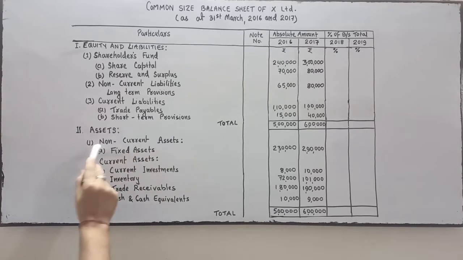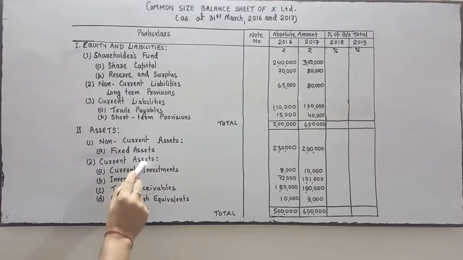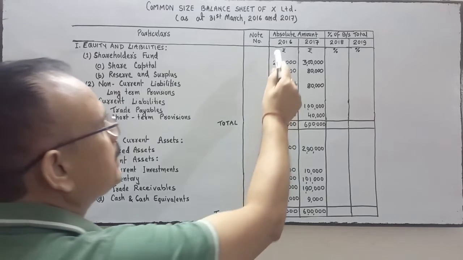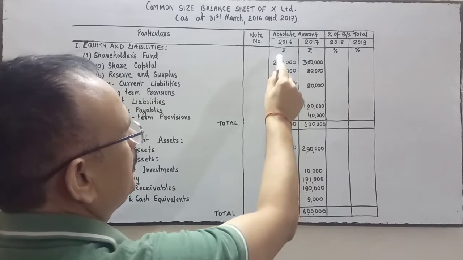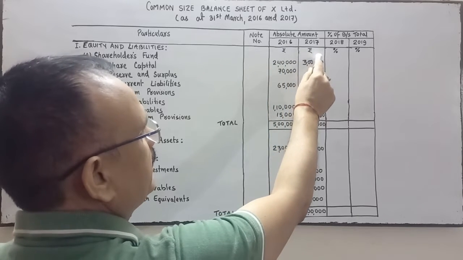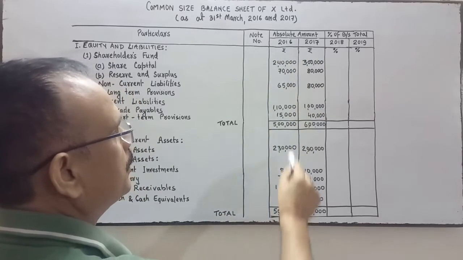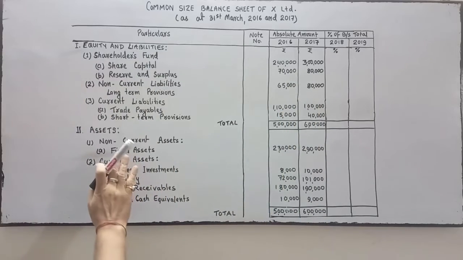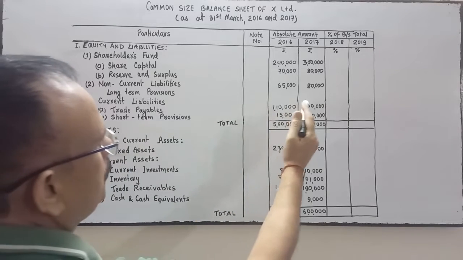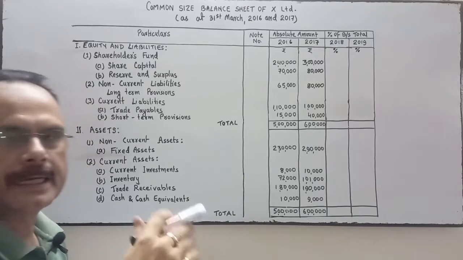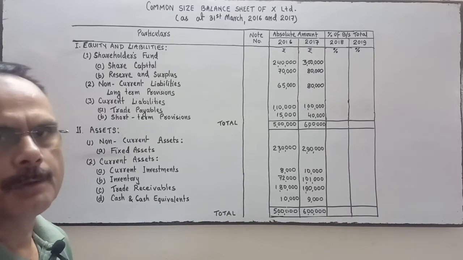Under the non-current assets and the current assets, what are the assets? We have to write in sequence, and we will write the figure of the previous year. Suppose previous year is 2016 and current year is 2017. We write the figure, the amount, and do the total. When you write the absolute amount of the previous year figure and current year figure, you will face no problem at all.